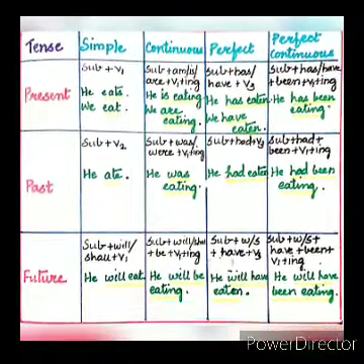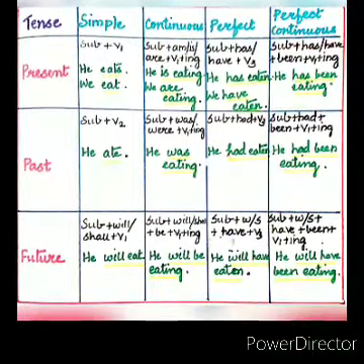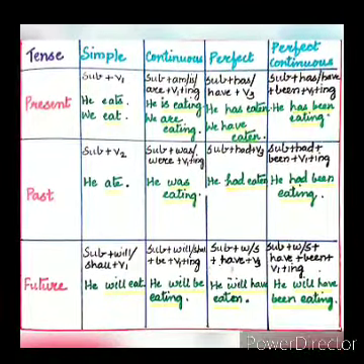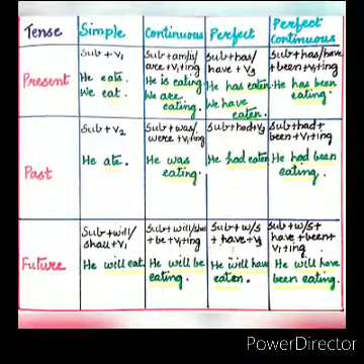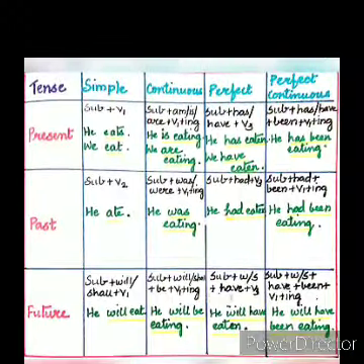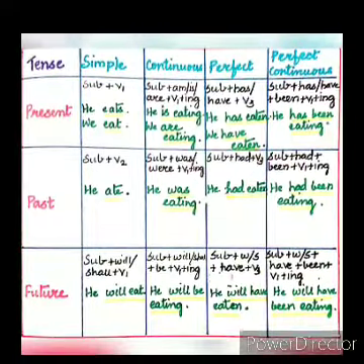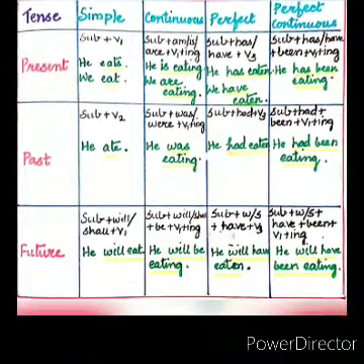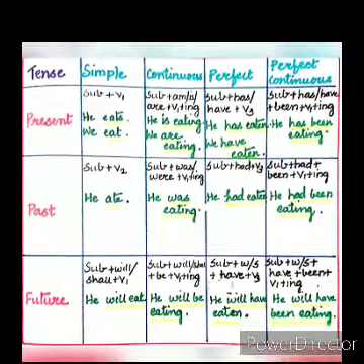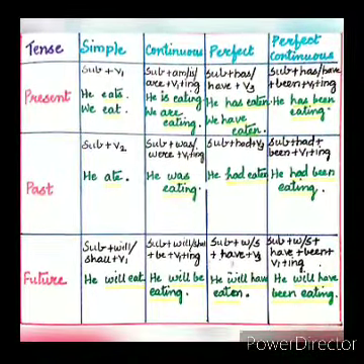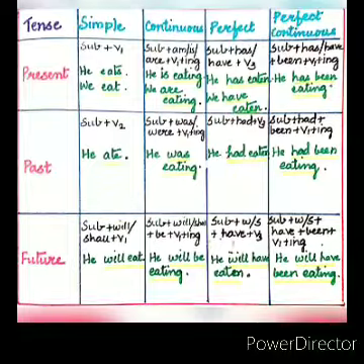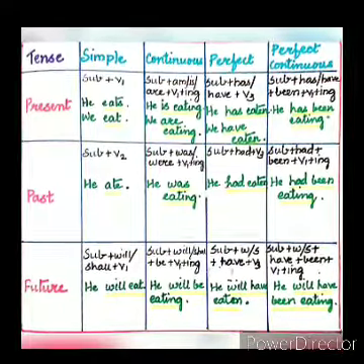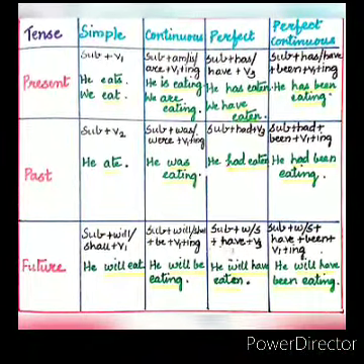Last one, simple future tense, subject plus will or shall plus verb 1. With the pronoun I and we can use shall, and with other pronouns you can use will. Future continuous tense, subject plus will or shall plus be plus verb 1 plus ing. Future perfect tense, subject plus will or shall plus have plus verb 3. Future perfect continuous tense, subject plus will or shall plus have plus been plus verb 1 plus ing is used.